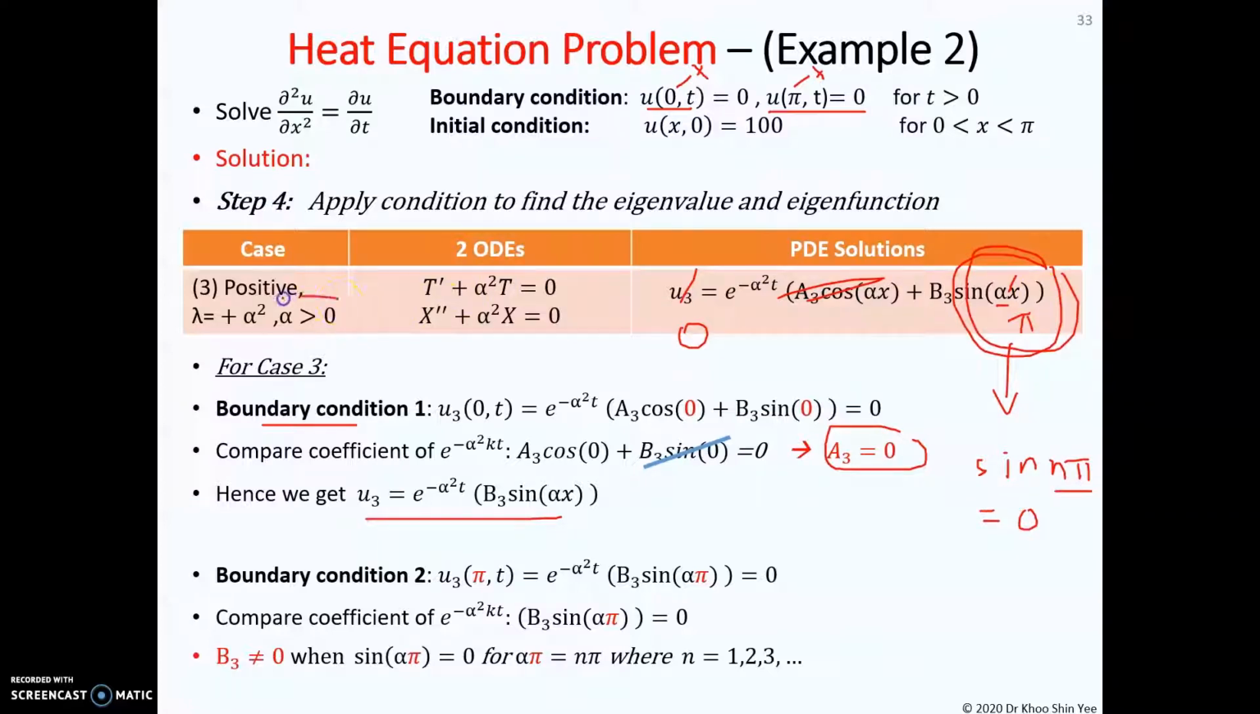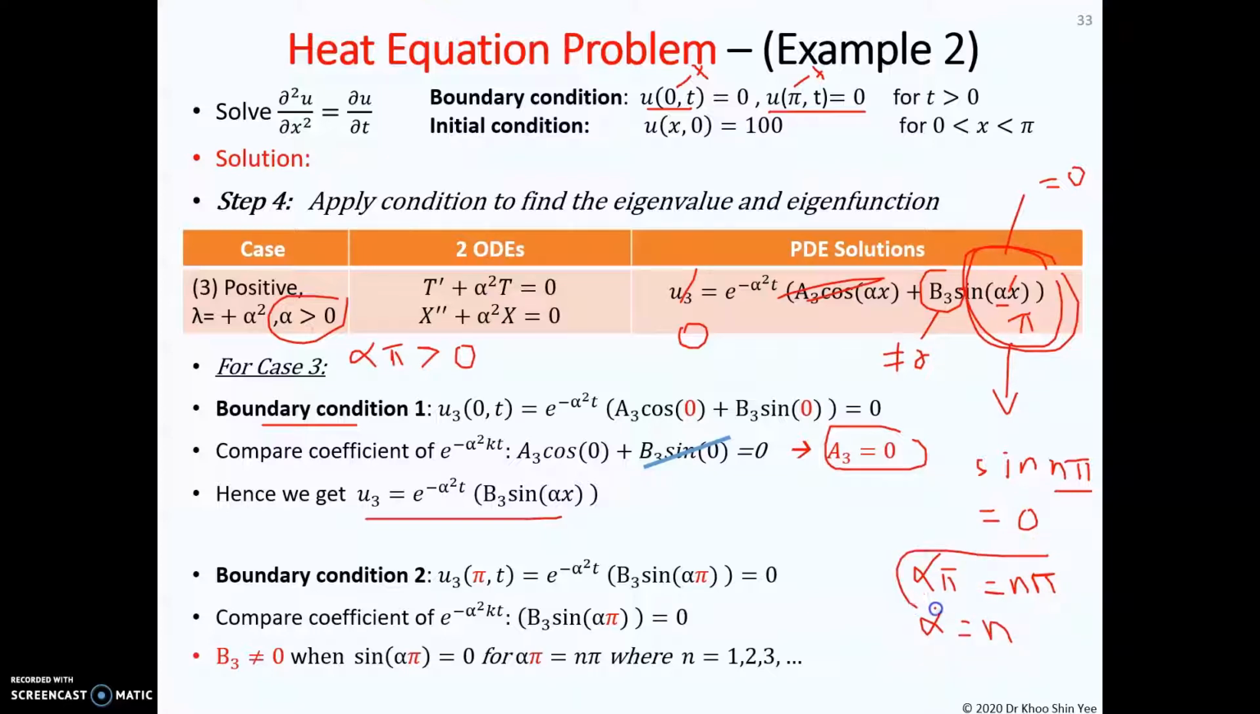And we know that alpha is greater than 0, so your alpha pi will be greater than 0 as well. To make the sine term here equal to 0, in order to obtain non-zero b3, you must select sine alpha pi equal to sine n pi, which is equal to 0. When you compare the alpha pi with the n pi, you can see your alpha will be equal to n. And your n pi and alpha pi here must be greater than 0.